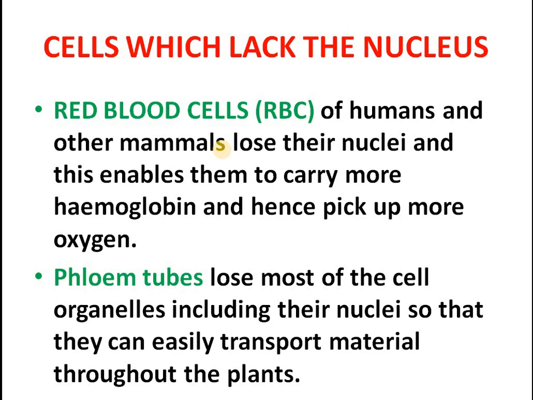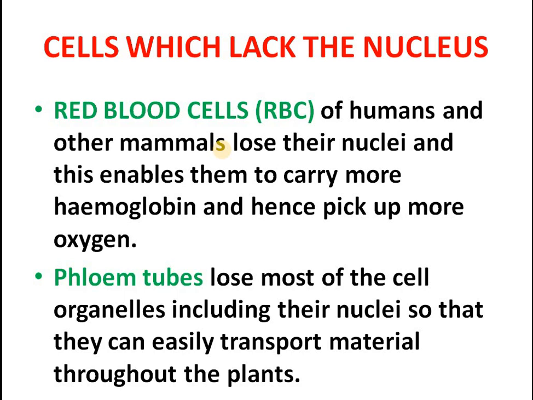To accommodate more and more hemoglobin inside their cell, they usually lose their nuclei so that they can have more and more of hemoglobin in them, and they can easily transport the oxygen throughout the body. So red blood cells usually lose their nuclei so that this enables them to carry more and more hemoglobin, which is a carrier of oxygen in the blood.